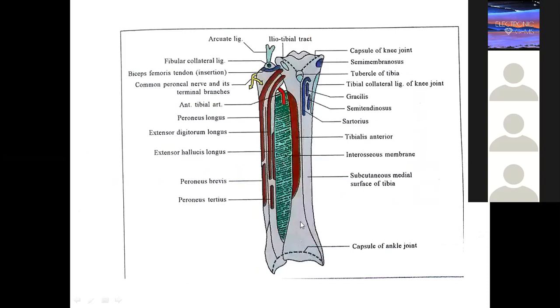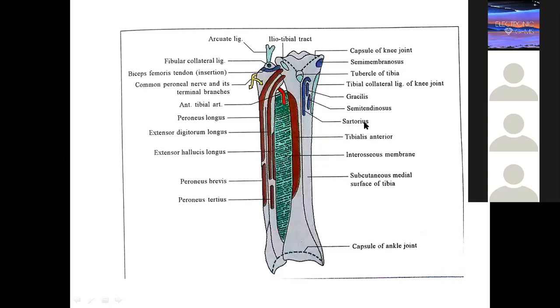Now see this picture, we have seen when we were doing the tibia, right? Do you remember guy ropes? Can you tell me what are guy ropes? There are muscles coming from three different compartments of the thigh. Very good.